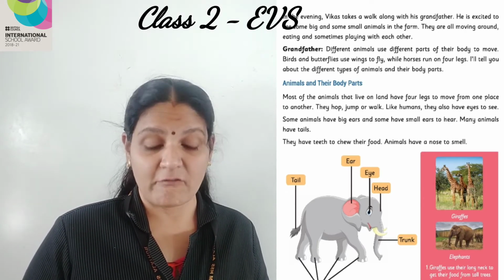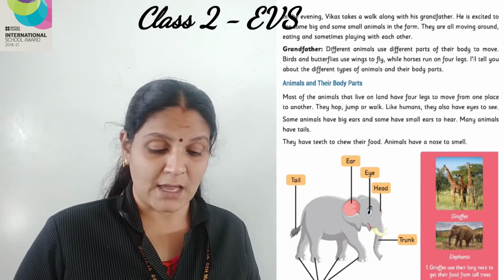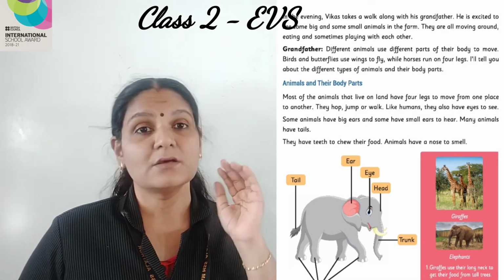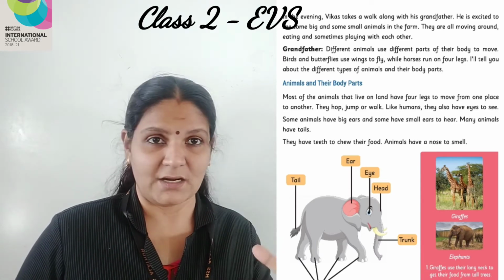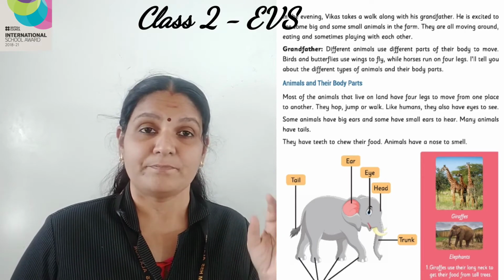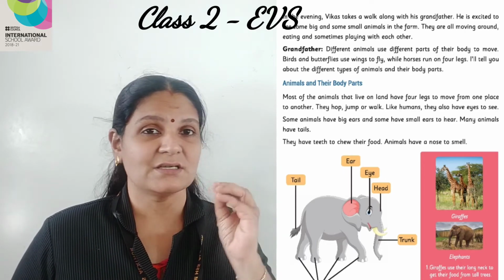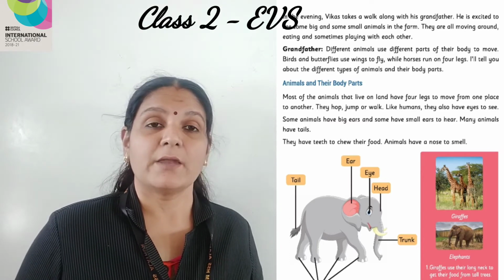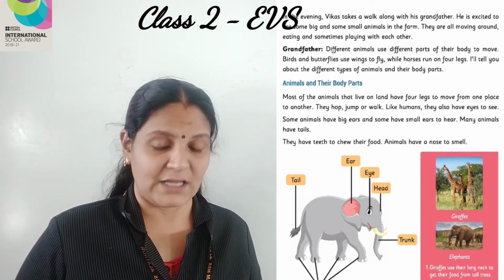Some animals have big ears and some have small ears to hear. So some animals' ears are small, some are big. Like in elephants, the ears are very big, right? In some animals, the ears are very small. And animals have tails. Most of the animals will have tails.